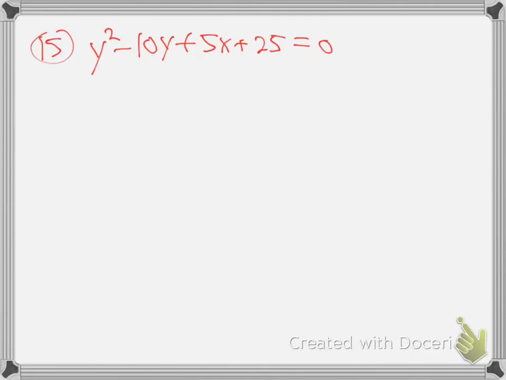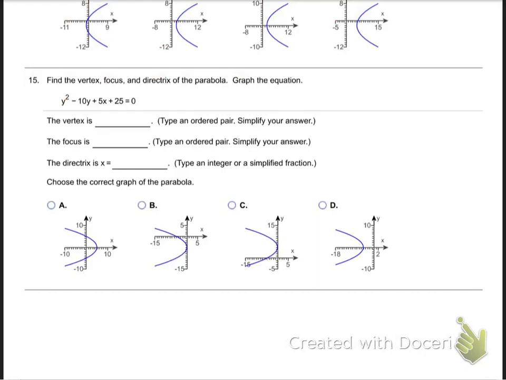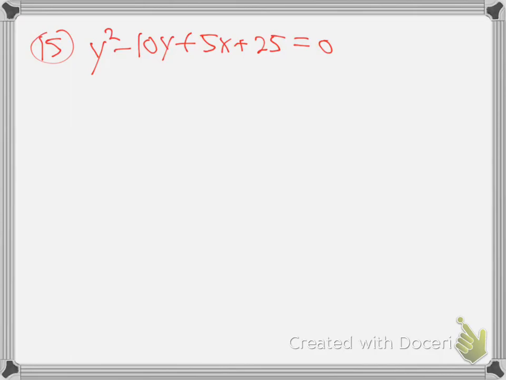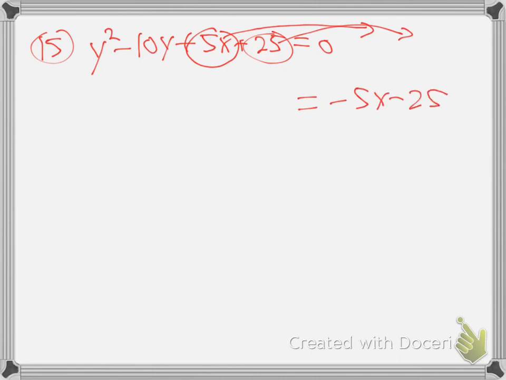So do you notice on that one you're going to have to jump the 5x and the 25 to the other side? Because see how in all of our equations, let me go back, we always have x on one side, y on the other? So you've got to separate this. Grab this 5x, jump it over here. Grab this 25, jump it over here. That's your first step. When they jump to the other side, they change signs, right? We good to there?